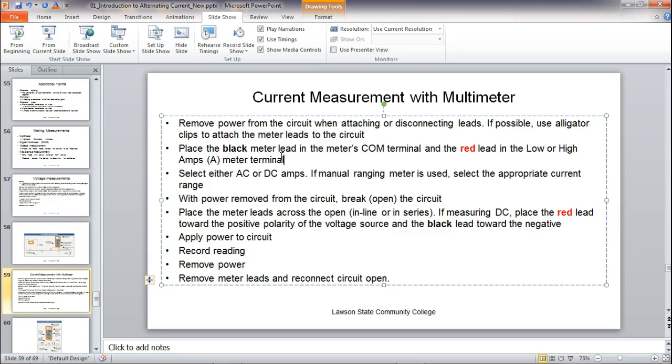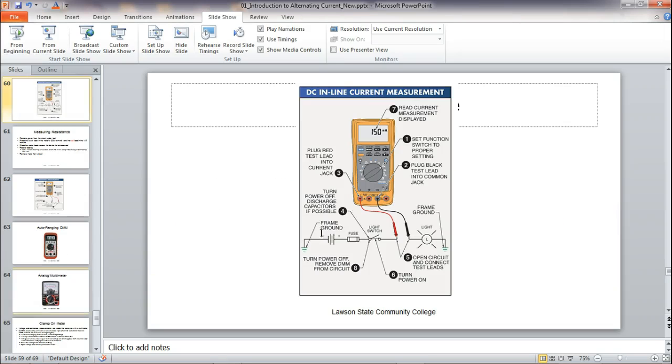We would turn the circuit off. We would pull out the red lead and move it over to the microamp or the milliamp terminal. We need to select either AC or DC amps. If it's manual ranging, with power removed from the circuit, break the circuit. So you literally have to open the circuit and place the meter leads in series with the load. Record the reading, remove power, then remove the leads and reconnect the circuit.